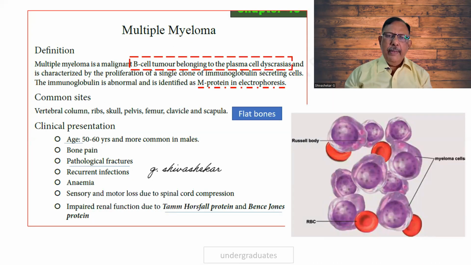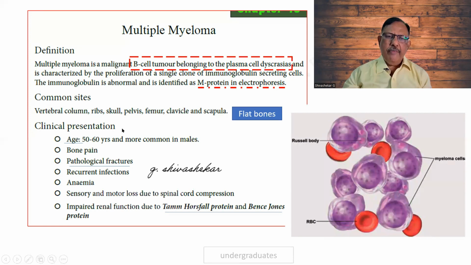It is a B cell dyscrasia, and it belongs to a group called plasma cell dyscrasia, meaning abnormality. And there will be the M protein in electrophoresis. Though proteins are increased, they are defective. Immunoglobulins are defective, therefore the patient can have infections.